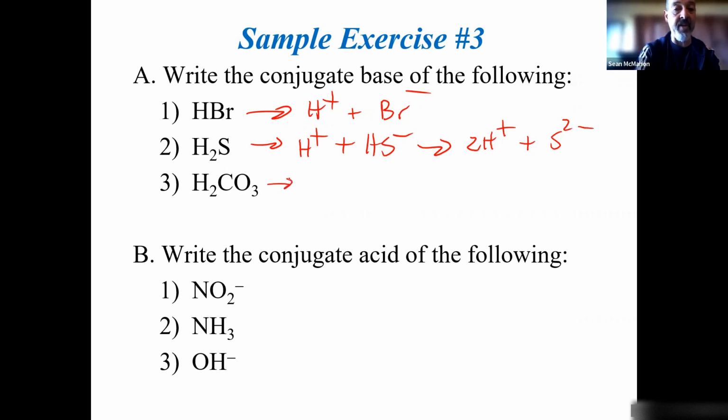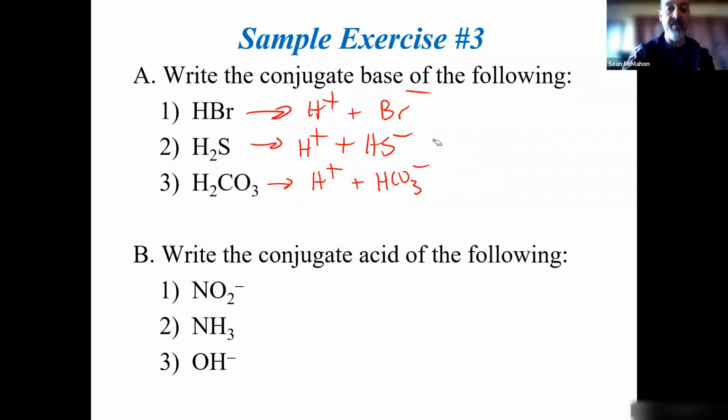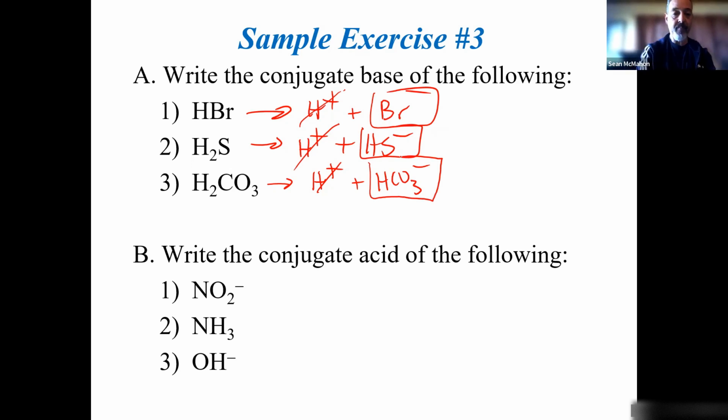Same thing here. If I donate one H plus, bicarbonate. If I keep going, and we'll talk about this, but for the most part we're going to just stop after one for the diprotics. So what would be my conjugate bases? If I eliminate the H pluses: bromide, hydrogen sulfide, bicarbonate or hydrogen carbonate. So what would the conjugate acids for these following bases be? Well, add an H plus.